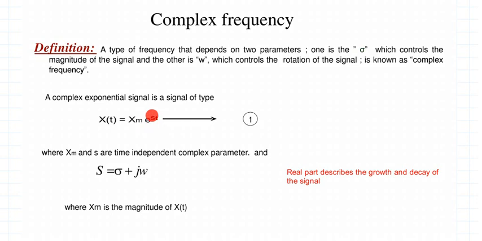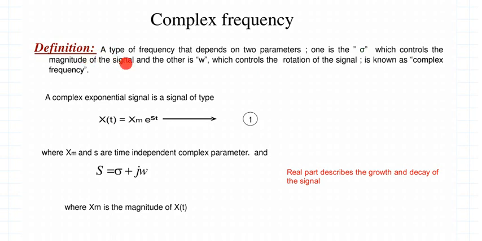We'll answer this question as we go ahead. Why is there an exponential term coming into the picture when we express any signal in terms of complex frequencies? Right now we understand that any given signal can be expressed in terms of complex frequency. What does complex frequency consist of? It consists of two terms, sigma and j omega, where sigma controls the magnitude of the signal.